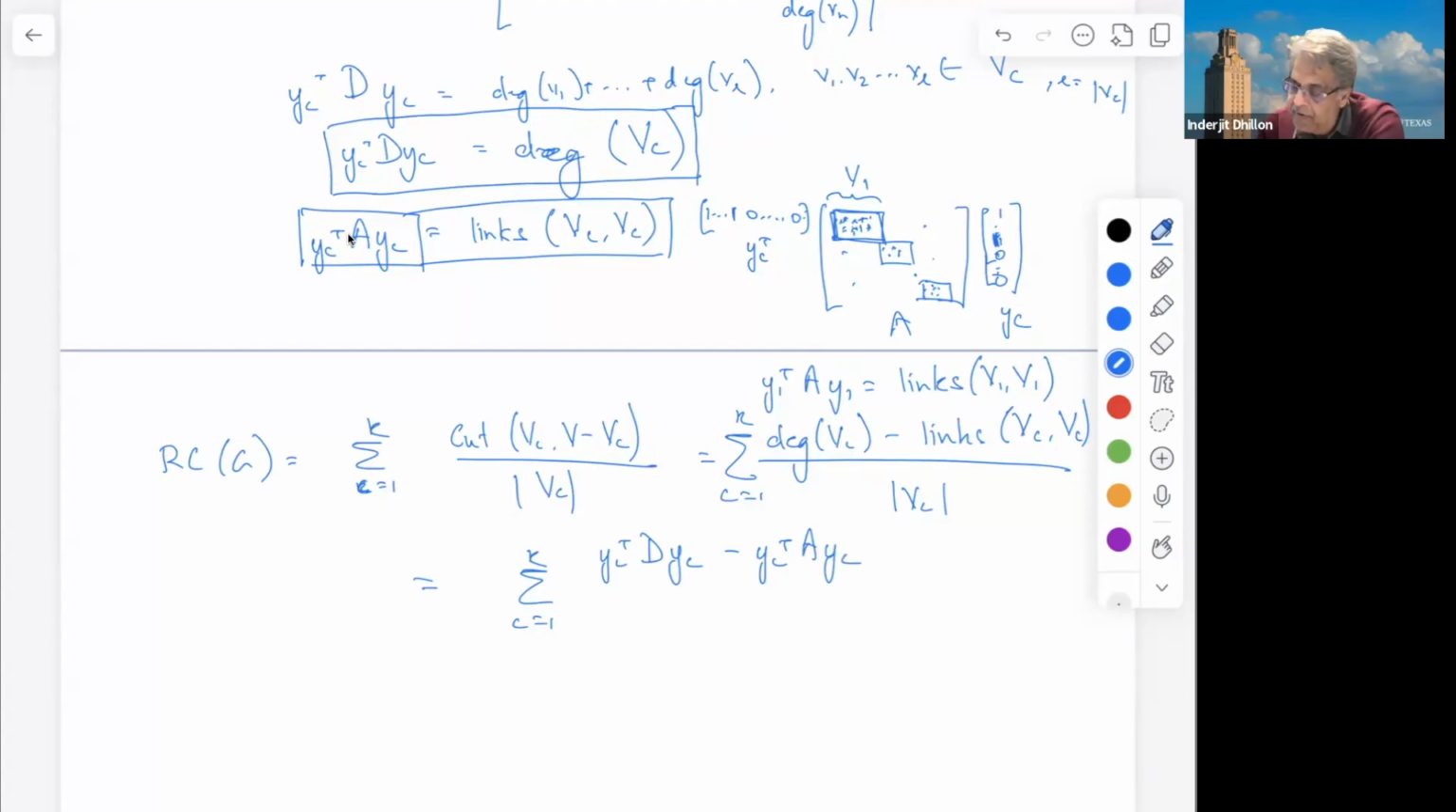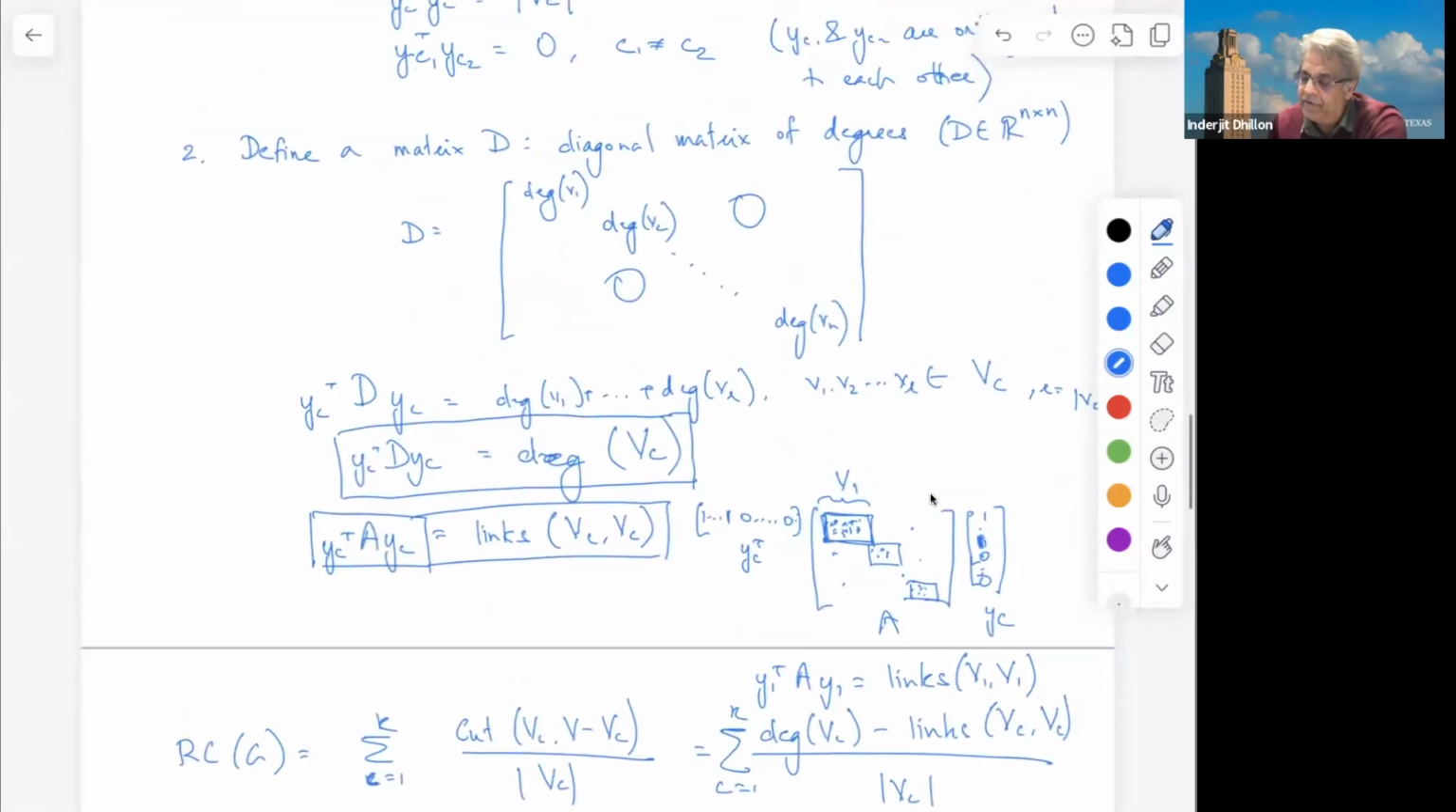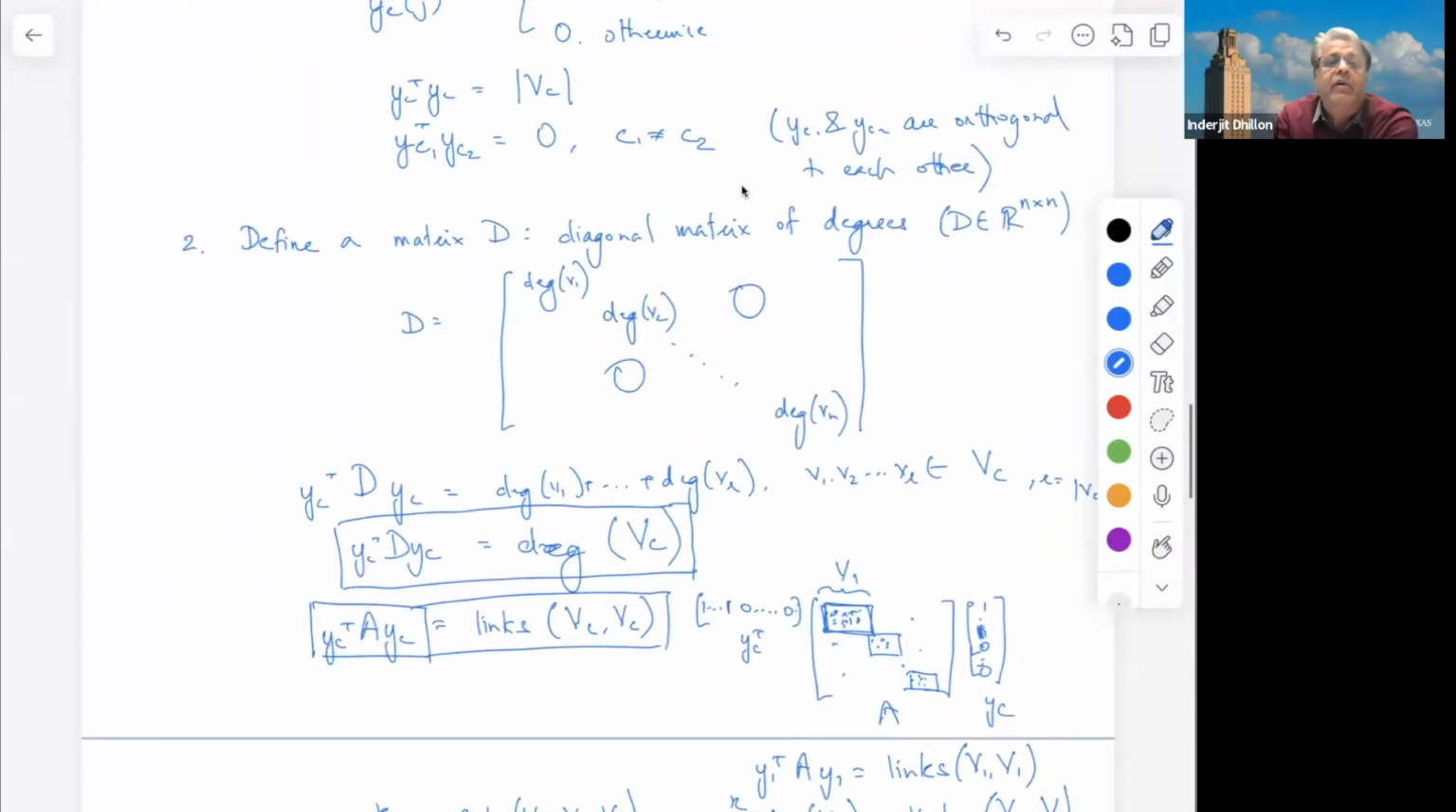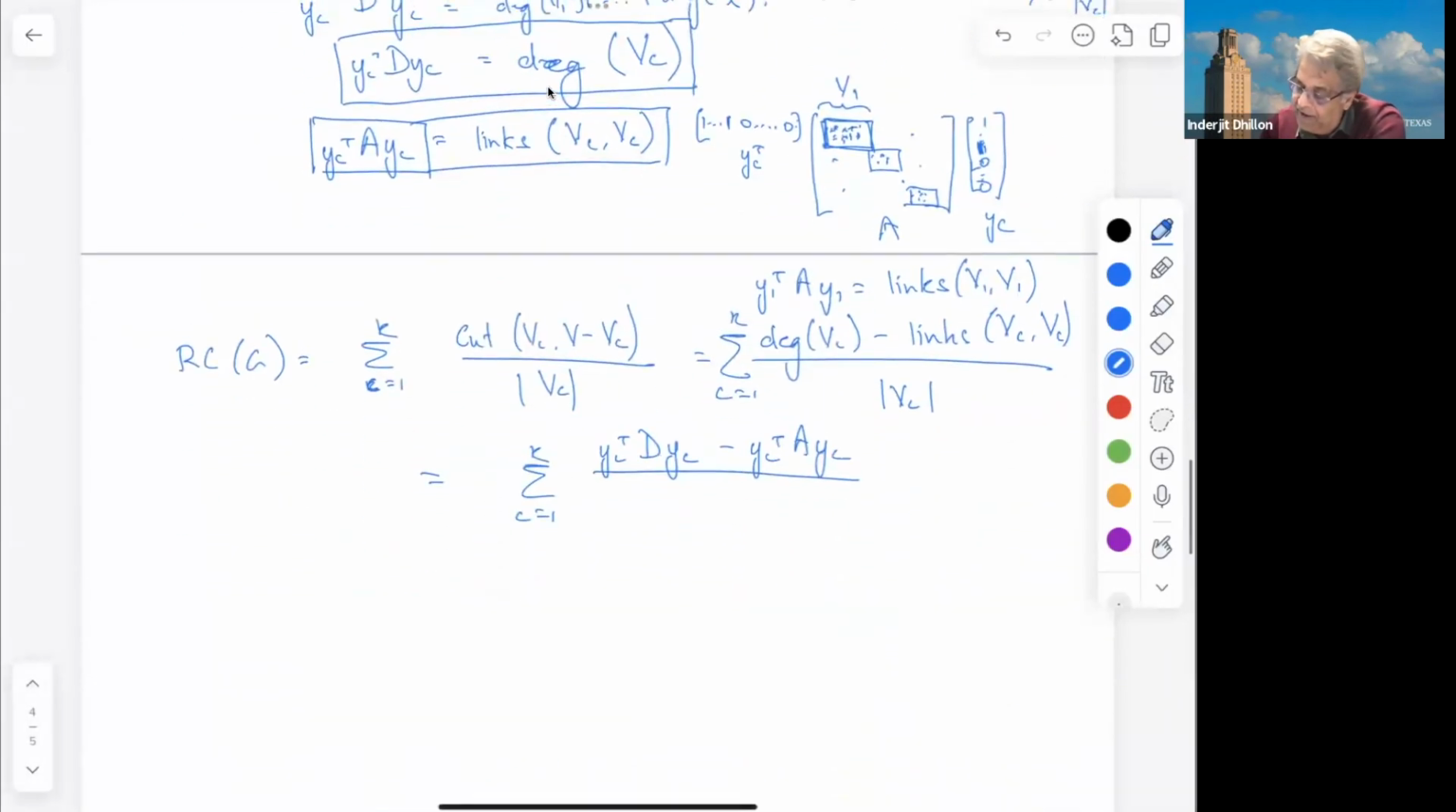And the denominator is this. And if you look over here, then YC transpose YC is this value. So now I basically represented those cuts and ratio cut in terms of some indicator vectors and some matrices.